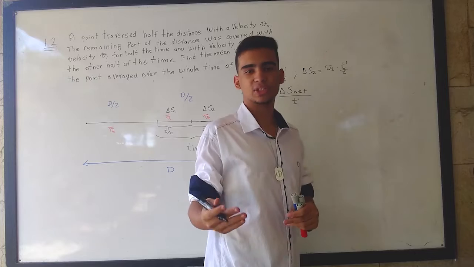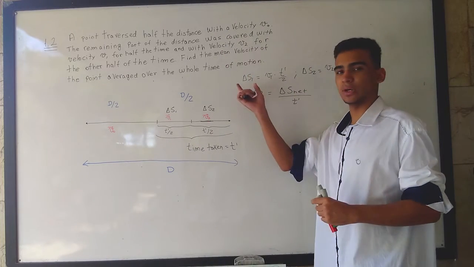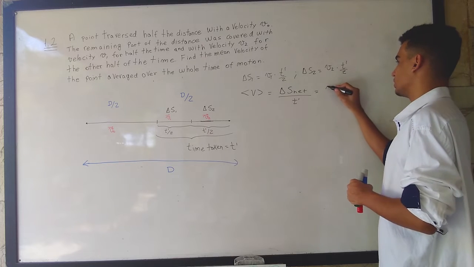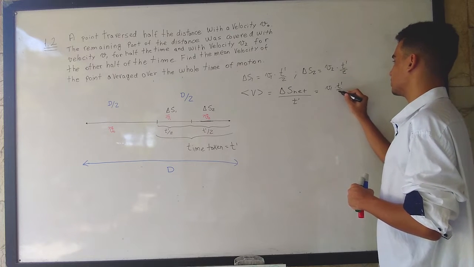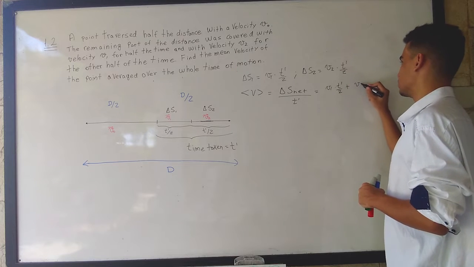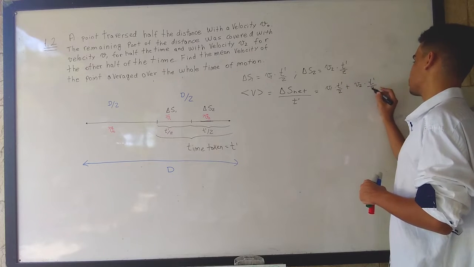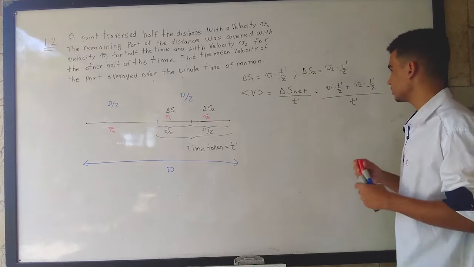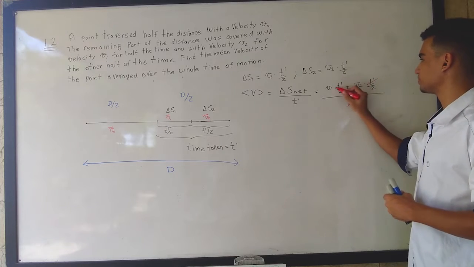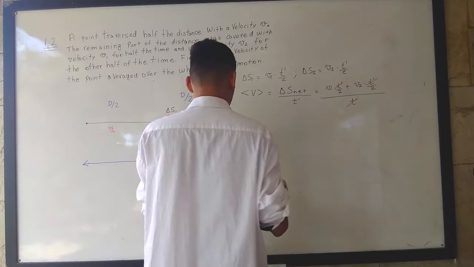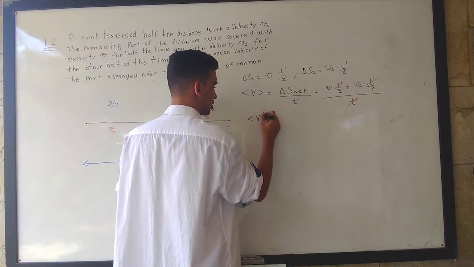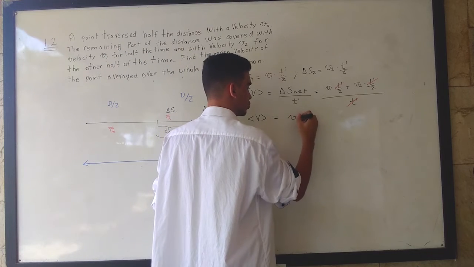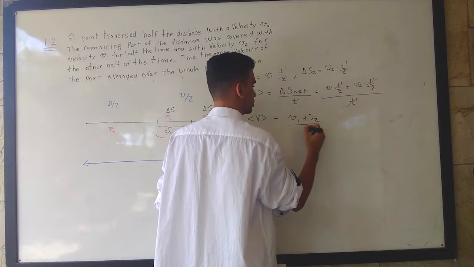So what is delta S net? It's basically the sum of delta S1 and delta S2. So we can say here that this is equal to V1 times T prime divided by 2 plus V2 times T prime divided by 2, all of these divided by T prime. As you can see, the T primes cancel out, and we can say that the average velocity of this part of the trajectory is equal to (V1 plus V2) upon 2.